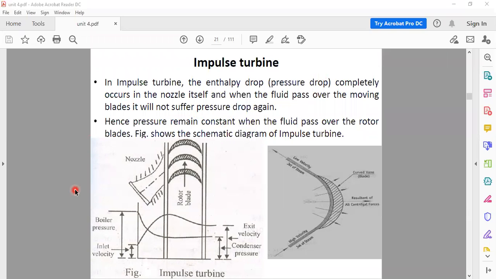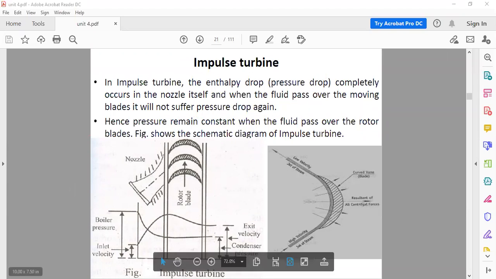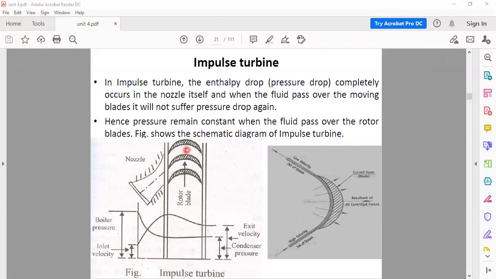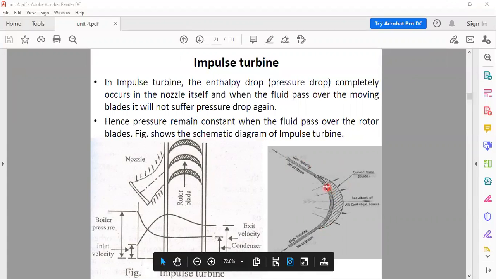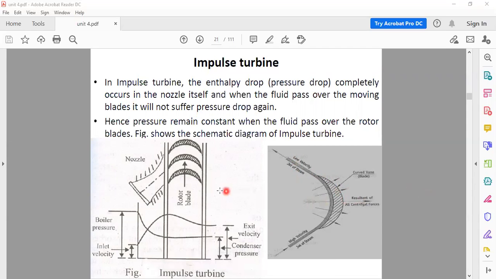Now the schematic diagram of the impulse turbine. See, this is the impulse turbine diagram. In this diagram, we can see steam coming from the nozzle impacting on this blade and moving according to the surface of this blade. Steam comes from here and goes according to the blade profile. So here is high velocity of steam, here low velocity of steam, with a resultant force in the x direction.